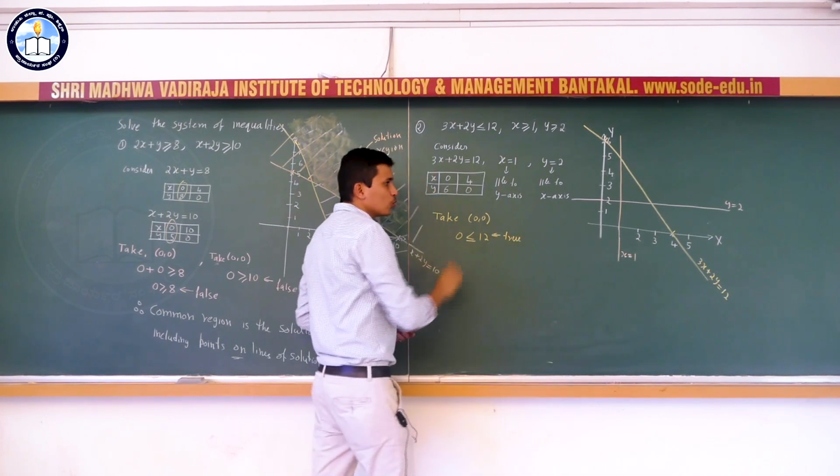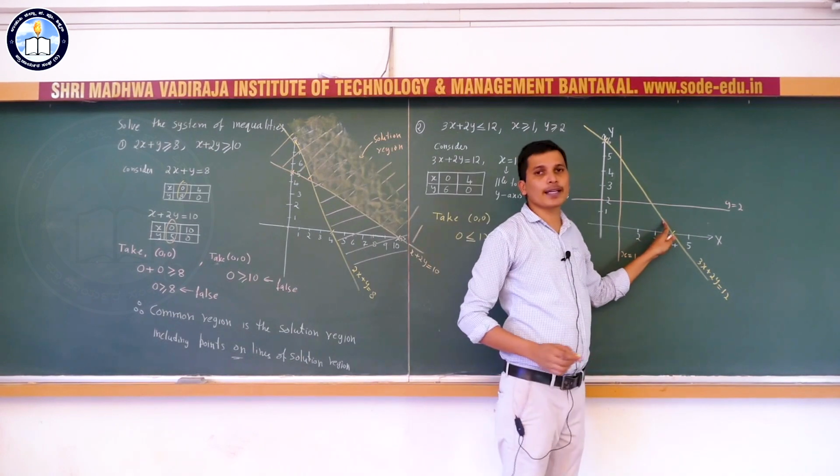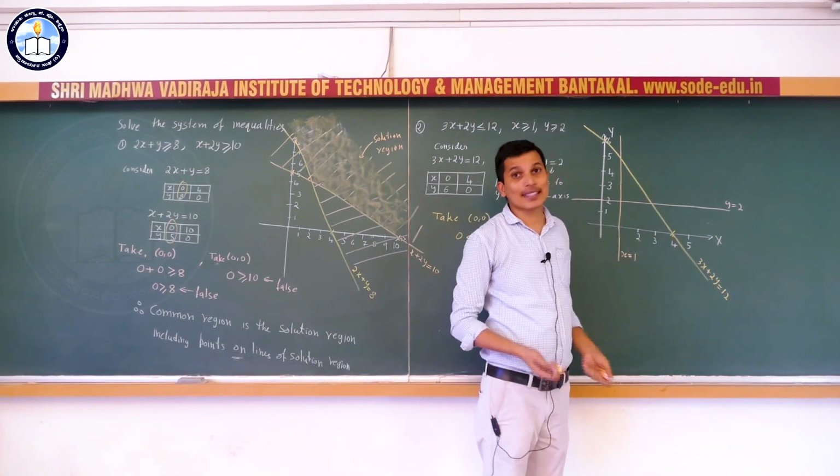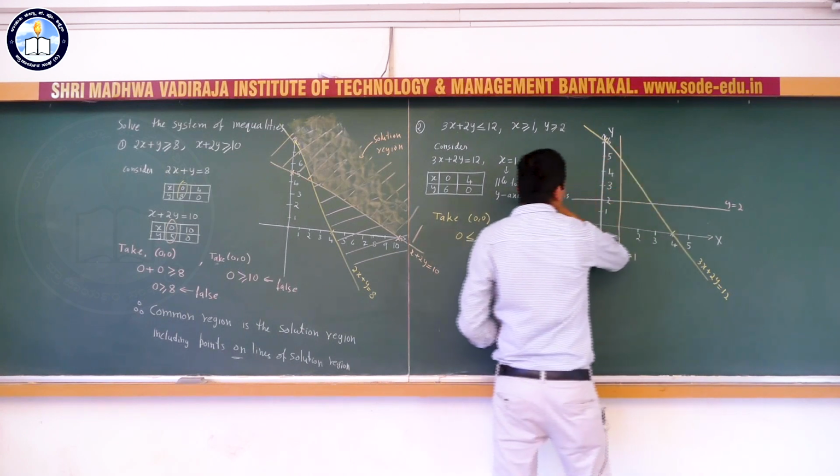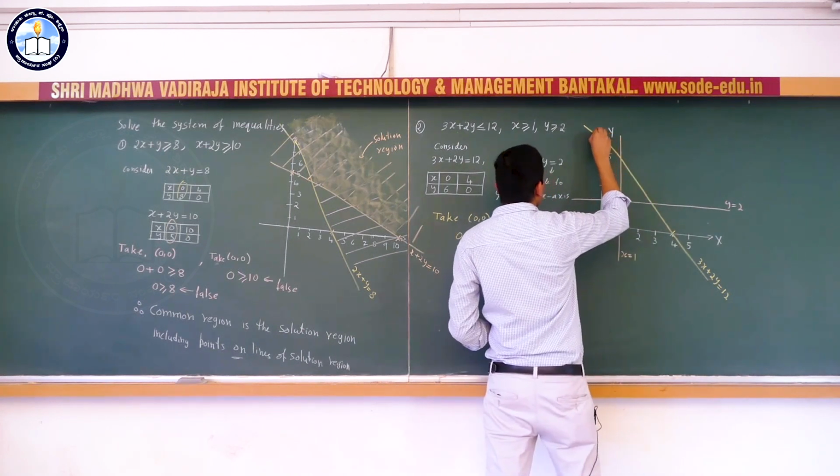If it is true for this particular line, which side becomes the solution region, where should I shade? 0, 0 is here, so I need to shade this side, right? So I will shade this one.